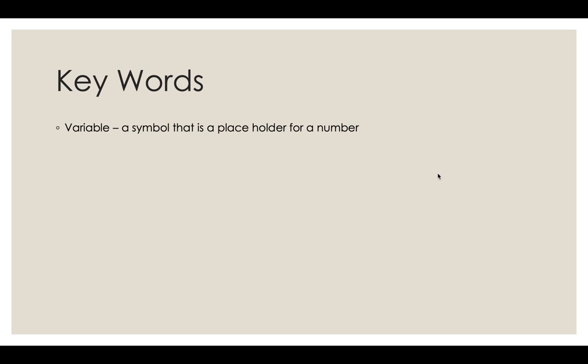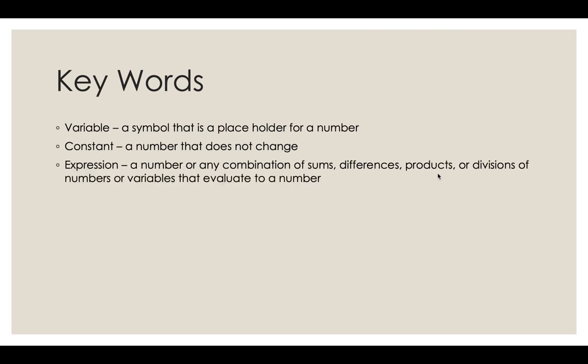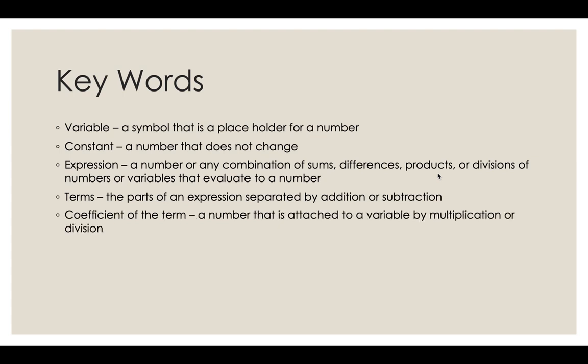We need to know that a variable is a symbol that is a placeholder for a number. A constant is a number that does not change. An expression is a number or any combination of sums, differences, products, or divisions of numbers or variables that evaluate to a number. The terms are the parts of an expression separated by addition or subtraction. And the coefficient of the term is a number that is attached to a variable by multiplication or division. And like terms are terms whose variables and their exponents are the same.